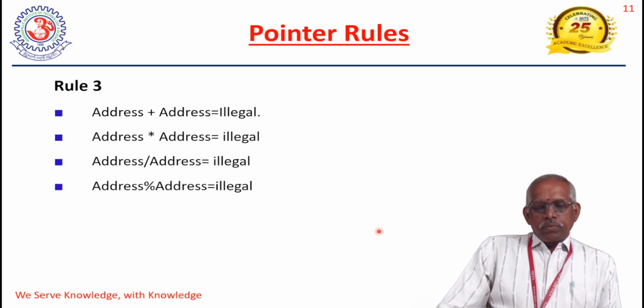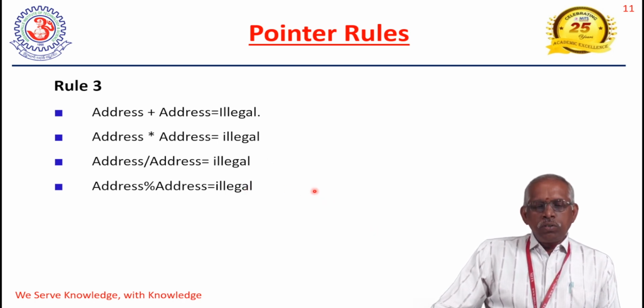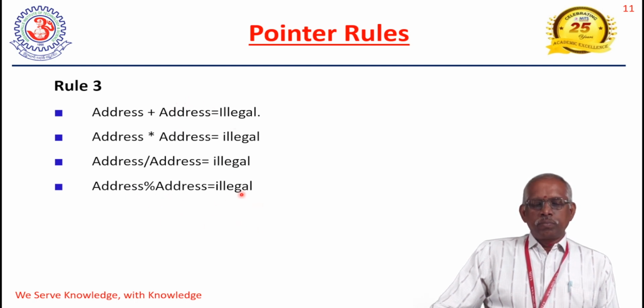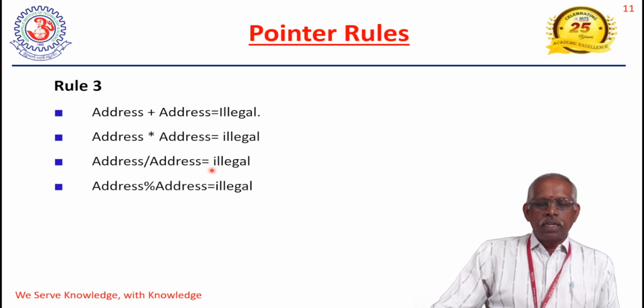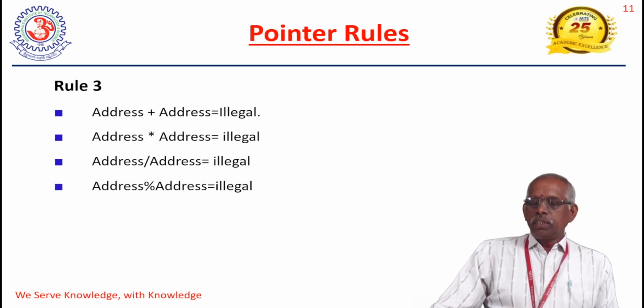Rule 3, there are some other operations which are not allowed in pointer related operations. Say here, adding 2 addresses, multiplying 2 addresses, dividing addresses, applying the modulus operator. These are all not allowed. You can't do them except a subtraction process. We can do subtraction. The previous rule says subtraction allows us to get the number of elements. Except subtraction, you can't access 2 addresses at a time by using other arithmetic operators: addition, multiplication, division, and modulus or remainder operator. So this is rule 3.